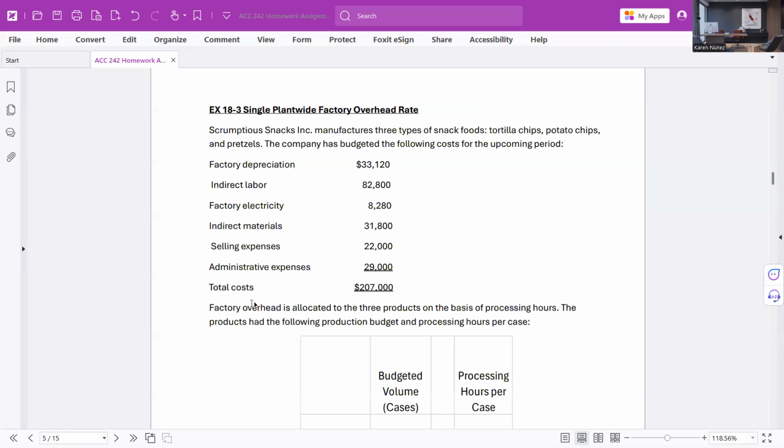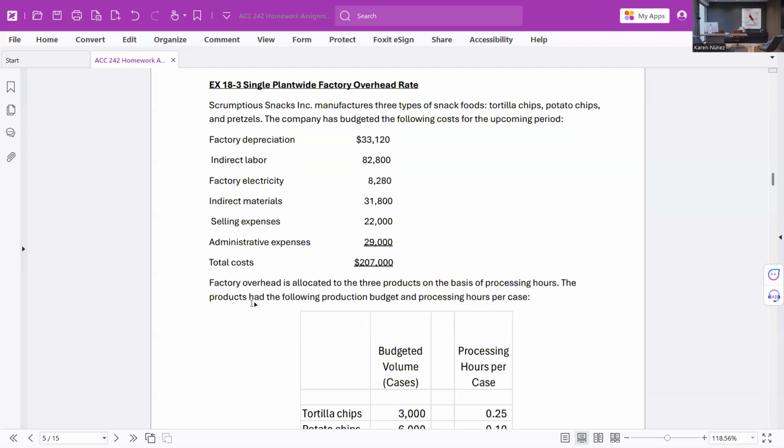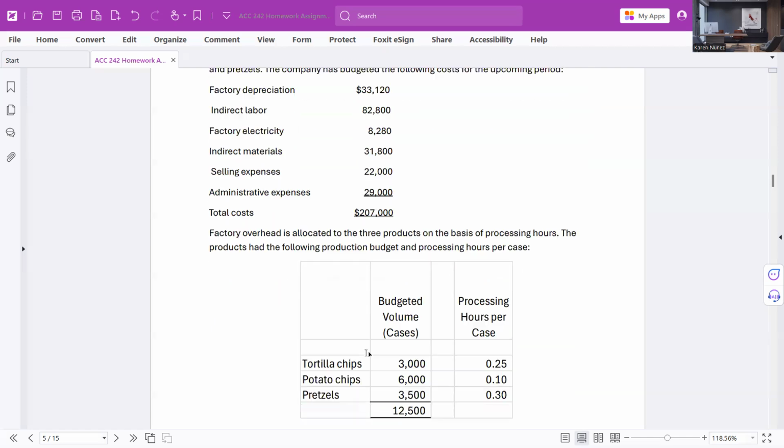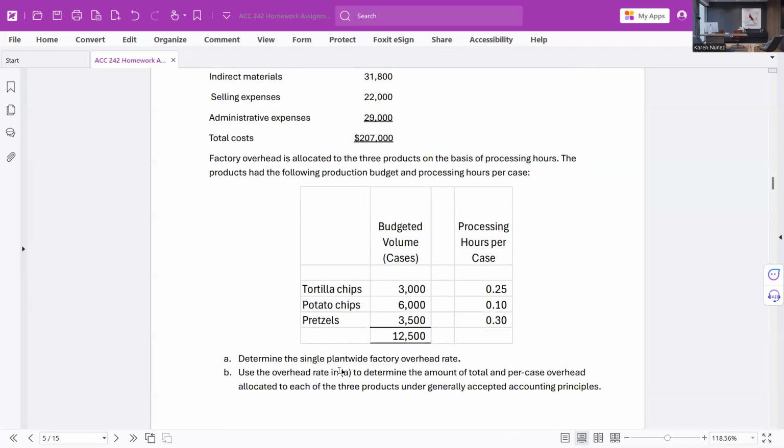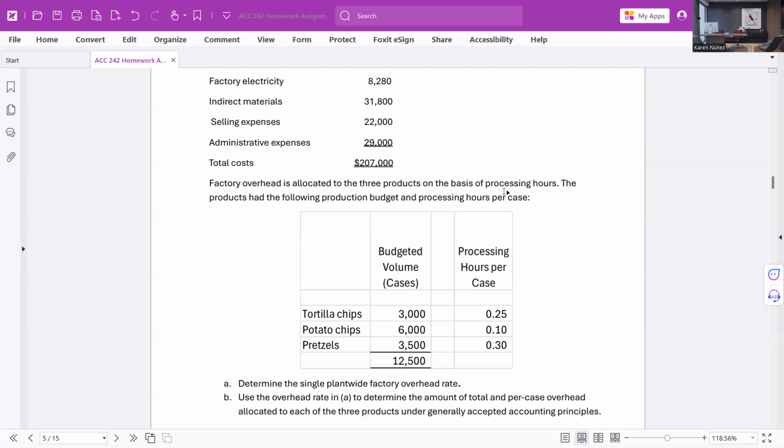Exercise 18.3. So in 18.3, now we've got a situation where, again, we've got three products: tortilla chips, potato chips, and pretzels. We need to find a single plant-wide overhead rate and basically do the same thing we just did. Assign the overhead and come up with a total overhead for each product and a per case overhead. So we need the total amount of overhead that should be assigned to tortilla chips and the overhead per case of tortilla chips. Same thing for potato chips and for pretzels. So how do we get a rate? Well, we take all the overhead divided by all of the processing hours.